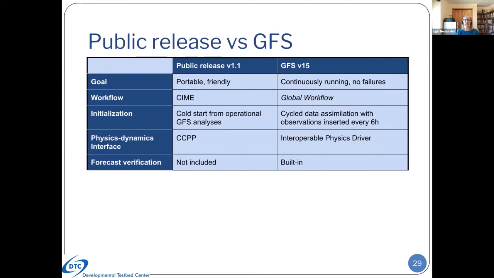And this slide here just mentions how this public release differs from the operational model, and Feng Ling may talk more about this in his presentation. So the main goal for the public release is to have very portable and friendly code, while the operational model, the GFS, has other goals.